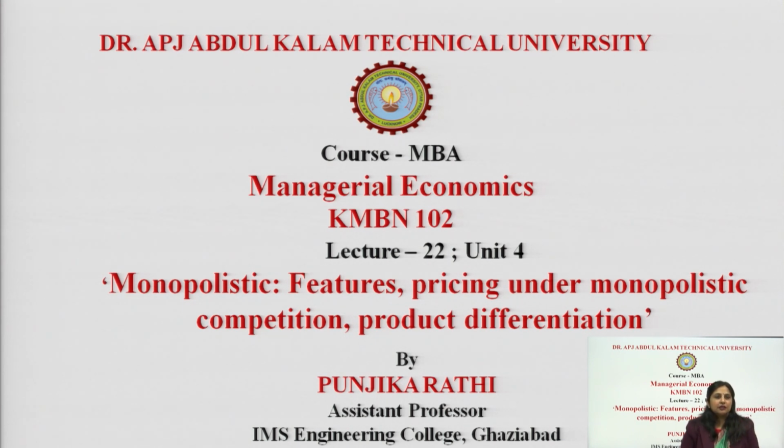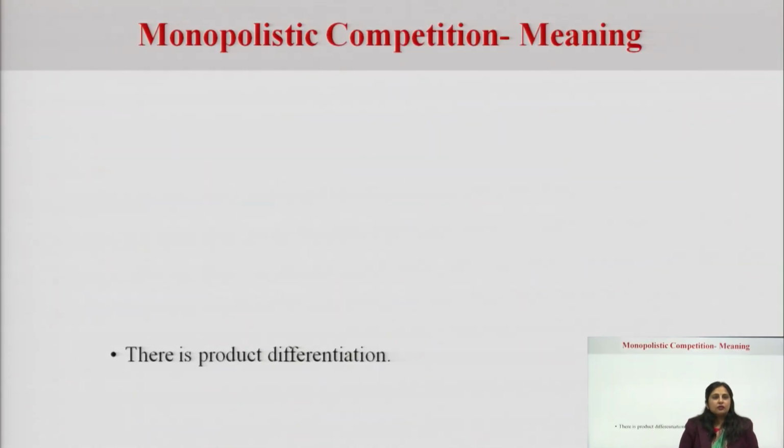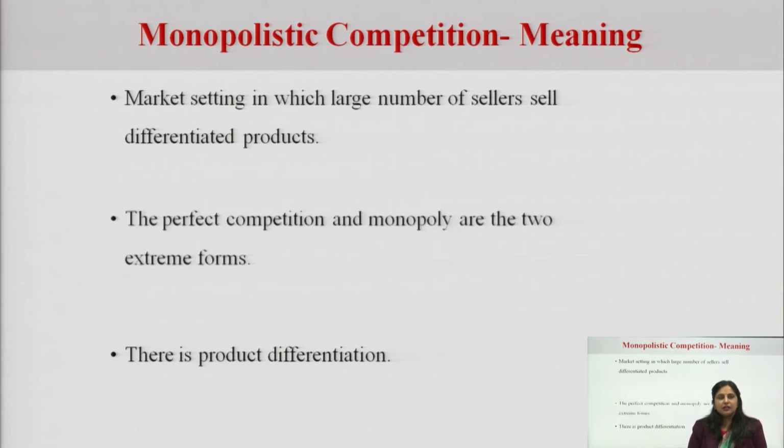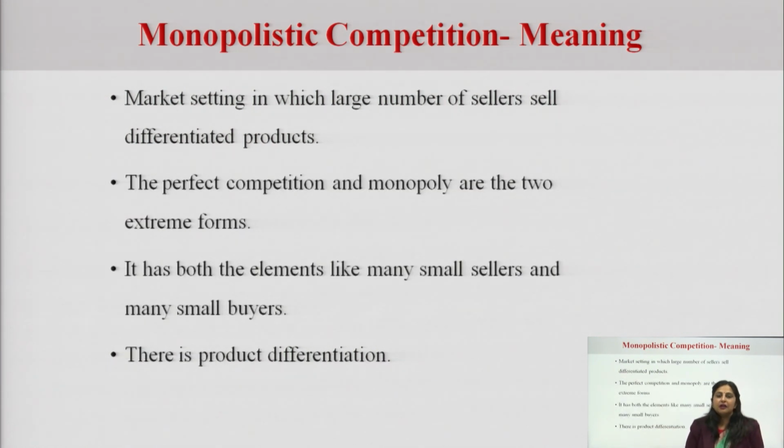Let us start the concept going with the features, pricing under monopolistic competition, and then we will talk about product differentiation. What product differentiation means, we will discuss in the coming slide, but let us first talk about monopolistic competition. Monopolistic competition is a market structure where there are a large number of sellers selling differentiated products.